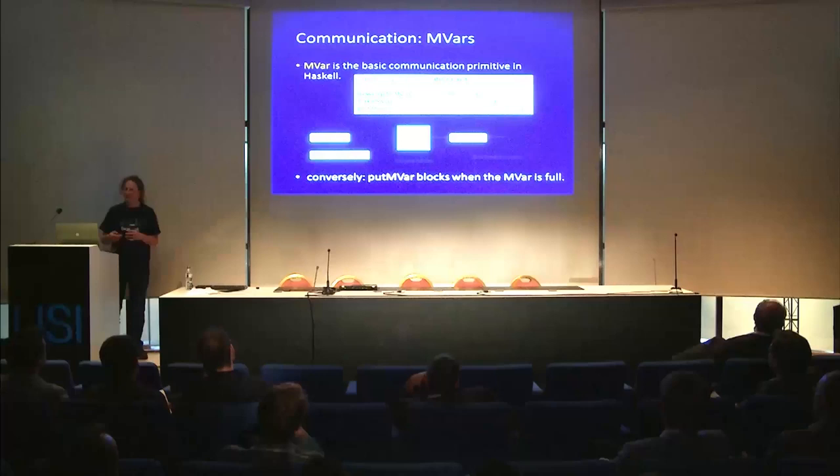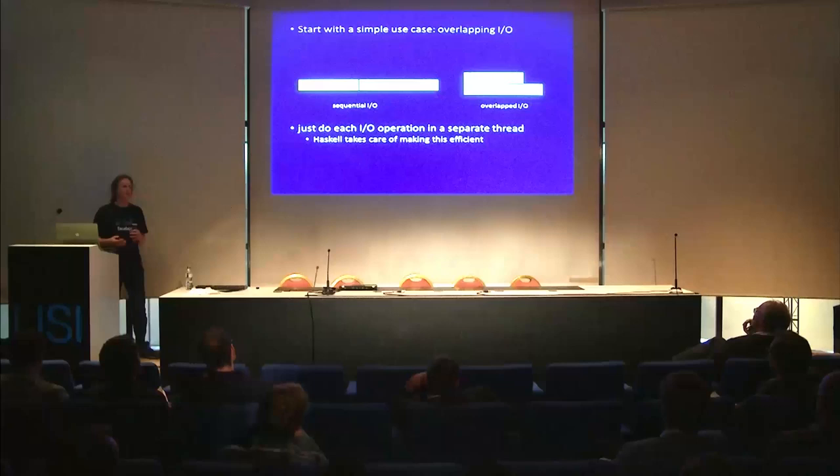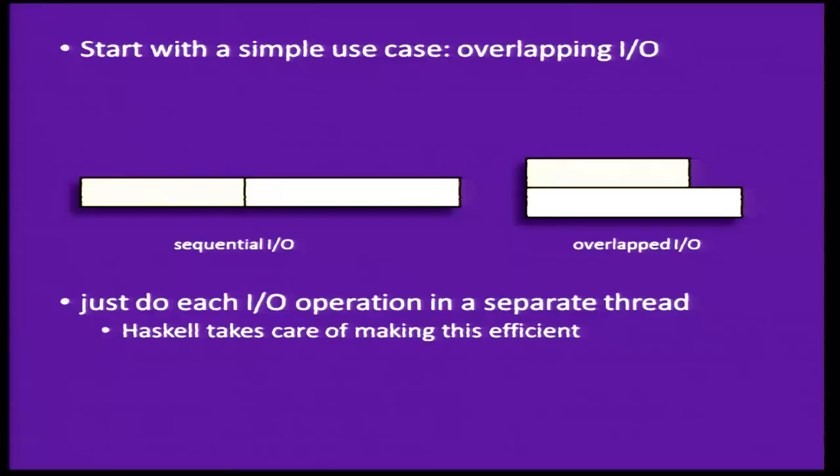Let's think about a way to use it. The way I want to use it here is to do some overlapping I/O. Rather than doing two I/O operations end to end, sequentially, I want to overlap them so that we get to the end faster. This isn't parallelism, this is still concurrency, we're still interacting with external web servers. But what we want to do is overlap those interactions so they happen at the same time. To achieve this, all we have to do is to do each I/O operation in a separate thread. So I'm going to fork two threads.